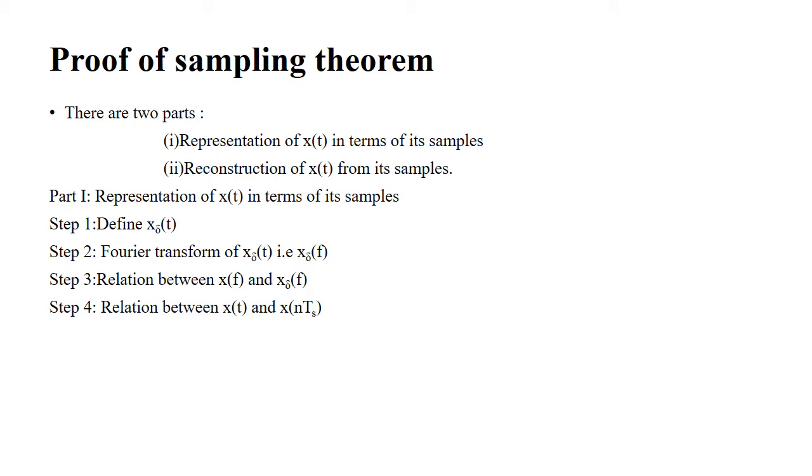First step, define x_δ(t). The second step is the Fourier transform of x_δ(t), that is X_δ(f). The third step is the relation between X(f) and X_δ(f). The last step is the relation between x(t) and x(nTs).